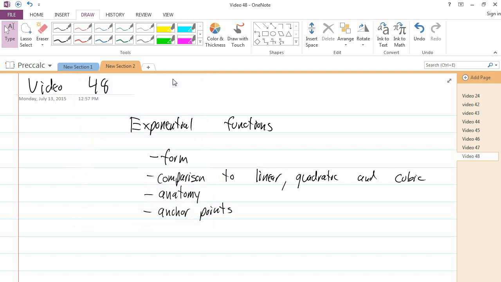We will look at the form of an exponential function. We will compare them to linear, quadratic, and cubic functions. We'll break down and look at the anatomy of a graph, and then talk about how to get anchor points out of an exponential function. One of the things that we will do tomorrow is graphing these and graphing transformations. So it's important that we are able to pull out anchor points. Okay, so let's get started.